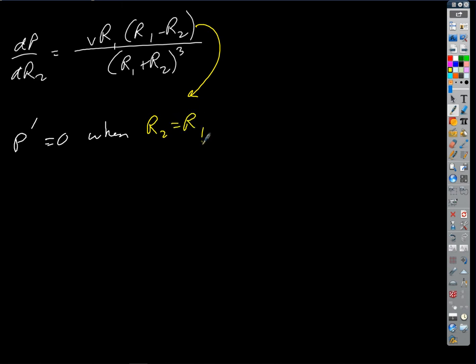Right? Okay, now what about this one? You've got to be real careful with this. P prime is undefined when what? Equals negative R1. Okay, when the bottom equals 0, right? Remember, R1's a constant, so R2 would have to equal negative R1, right?